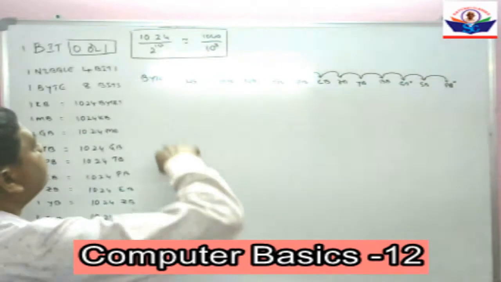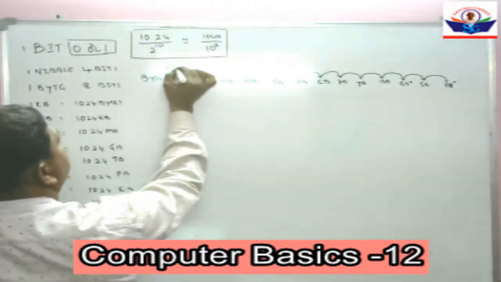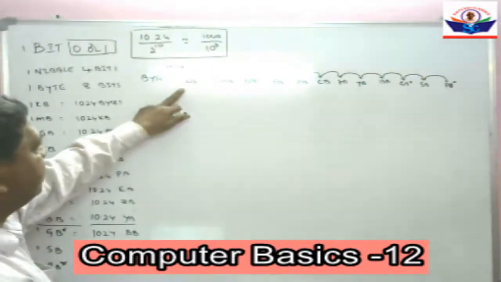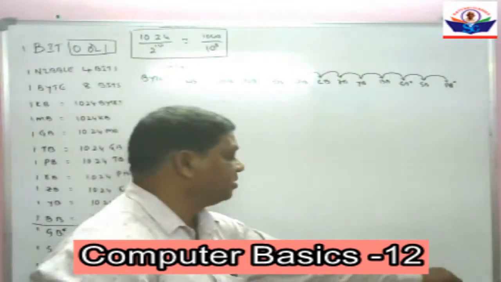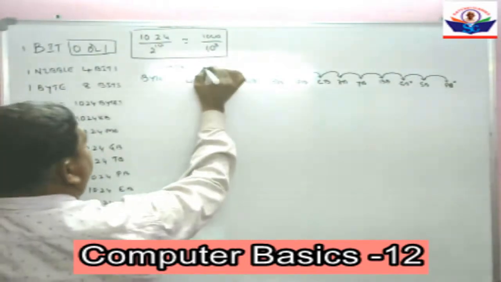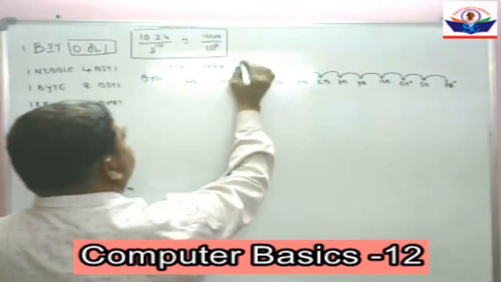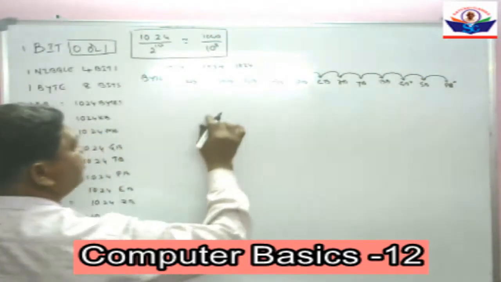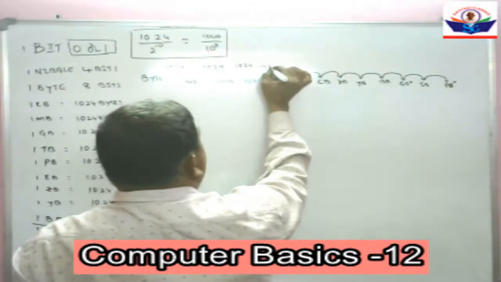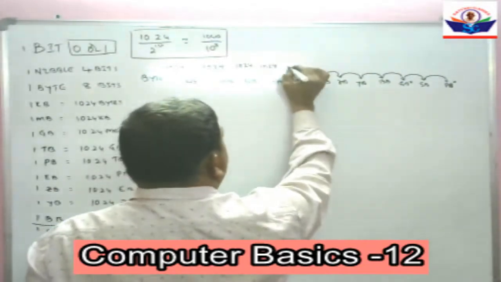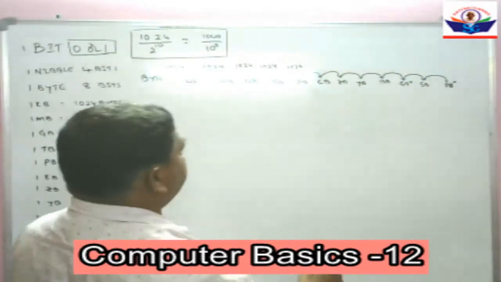If you want to convert bytes to KBs, 1024 bytes is equal to KB. Again, 1024 KB is equal to MB. Again, if we want to convert, 1024 MB is equal to GB. 1024 GB is equal to TB. 1024 TB is equal to petabyte.